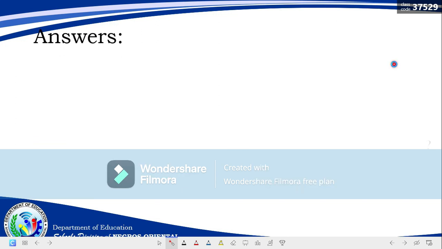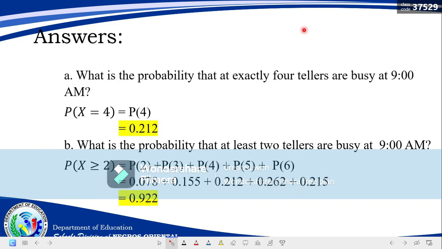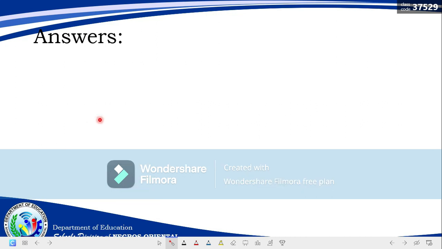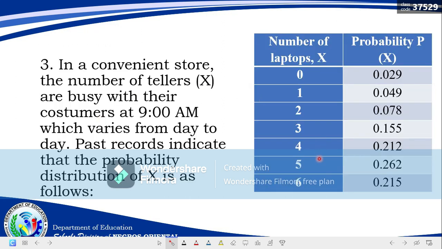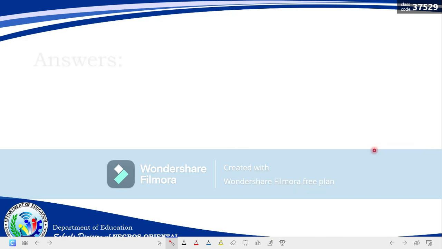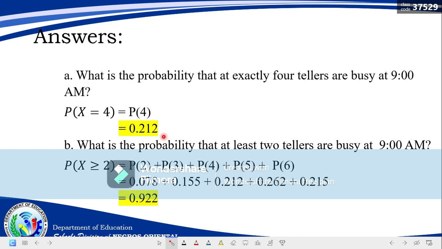So we have here the answers. What is the probability that exactly 4 tellers are busy at 9 a.m.? So P of X equal to 4, we'll just look at the table. Looking at the table where X is equal to 4, the probability is 0.212. So you get that answer.